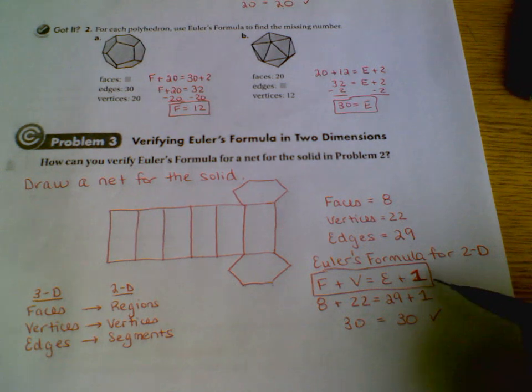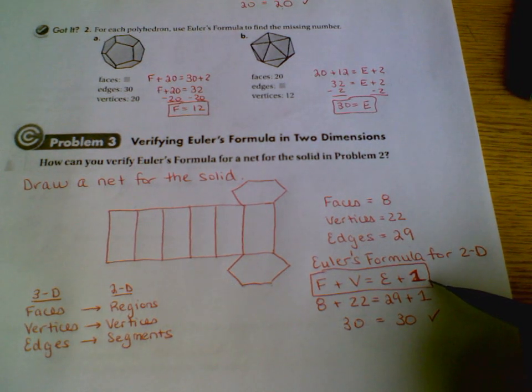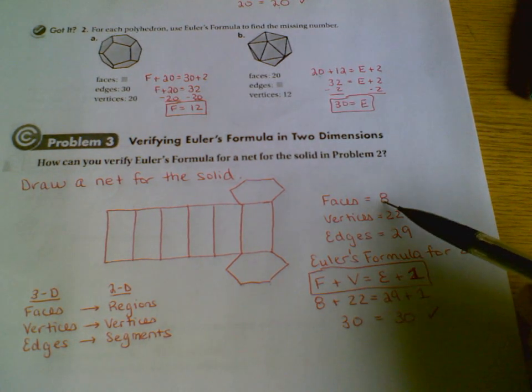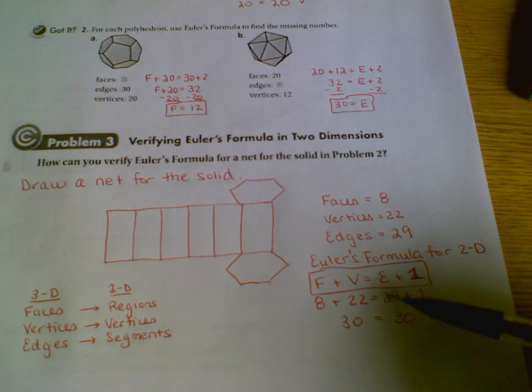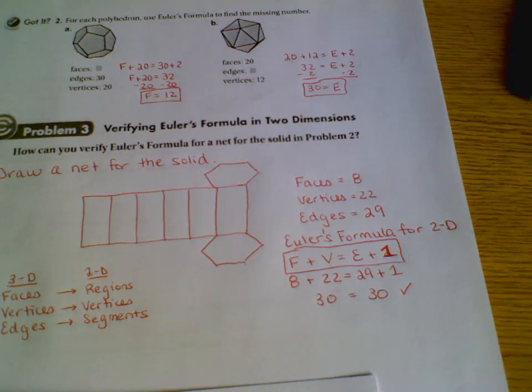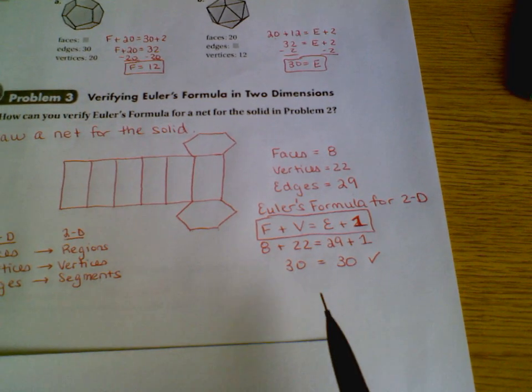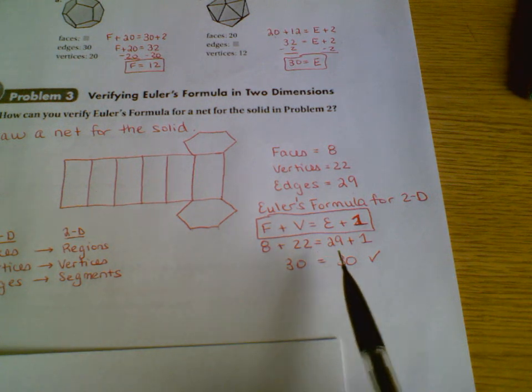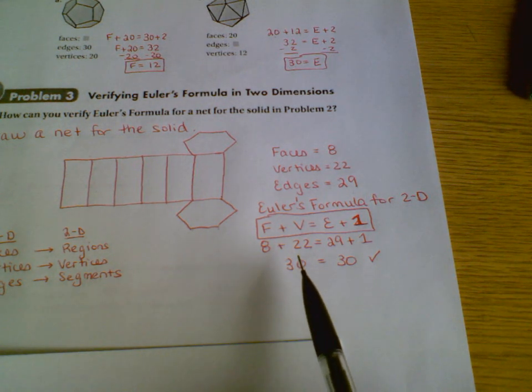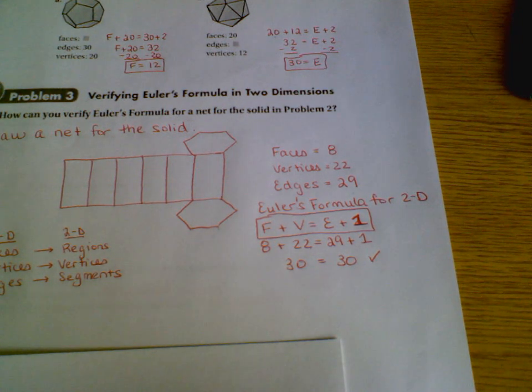So now I can plug that into a 2-dimensional Euler's formula, and so my faces was 8, my vertices number was 22, my edges was 29, and then remember I'm doing plus 1 because I'm in 2-dimensional. So now I would check to see will these equal the same thing, and they end up doing so, so that I have 30 on this side and then 30 on the other side.